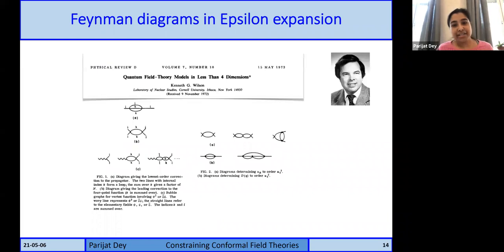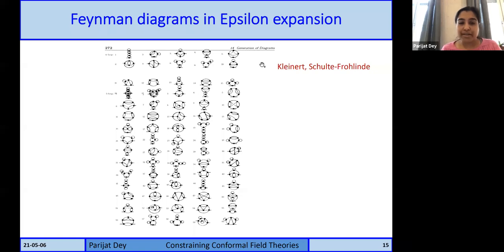Okay, so this is the original paper by Wilson in 1973. He computed these Feynman diagrams and evaluated the operator dimensions up to a certain order. If we want to go to higher orders in epsilon to make it more precise, we have to evaluate many more Feynman diagrams. These are the 4-loop and 5-loop Feynman diagrams for the phi-4 theory, and you can see that at 5-loop, it's very complicated.